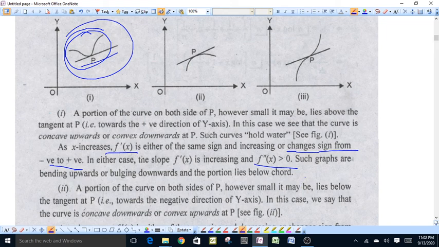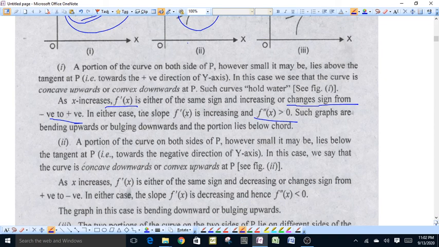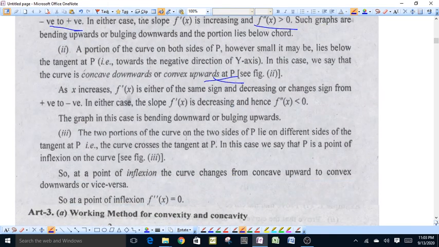Second possibility is that both portions of the curve lie below the tangent at point P. Then we say that the curve is concave downward at point P.